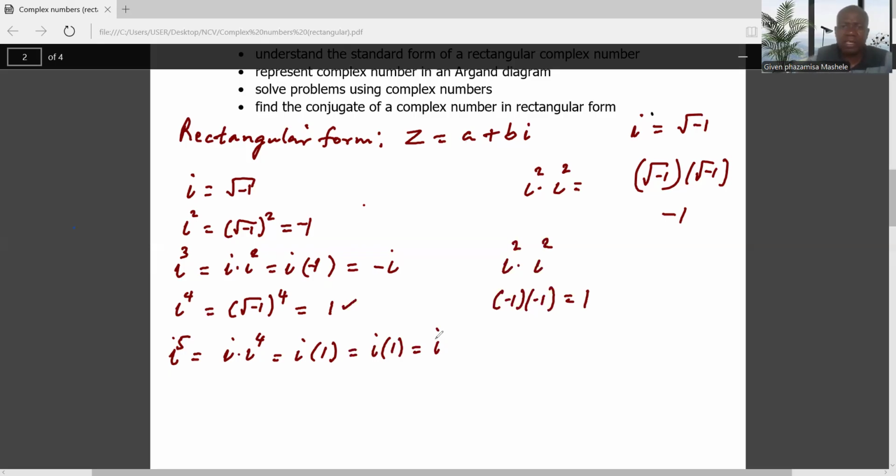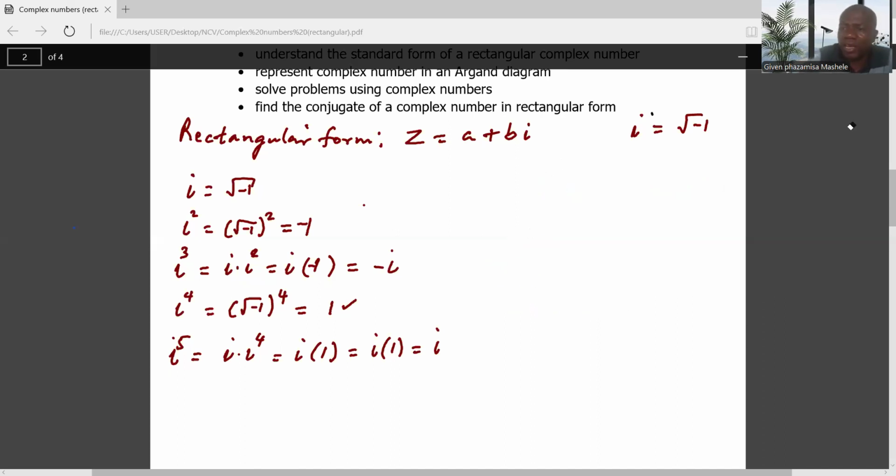Let me just do my working well. Remember, when we have the root of 2 and we square it, this gives us 2. When we have the root of -2 multiplied by the root of -2, this becomes -2. Which means that when we have the square root of -1 squared, we are just removing the root, so this will be -1.